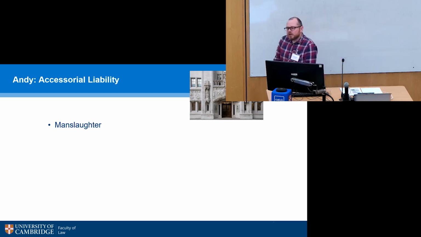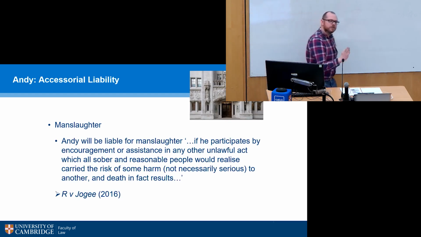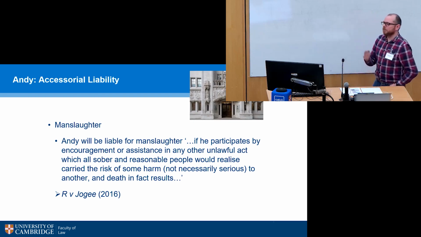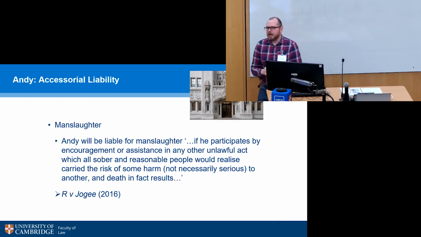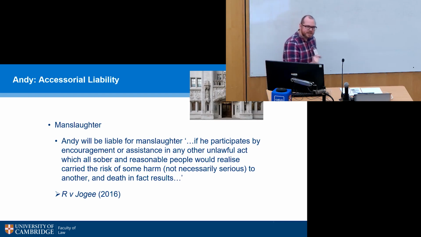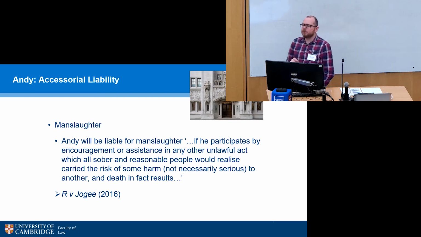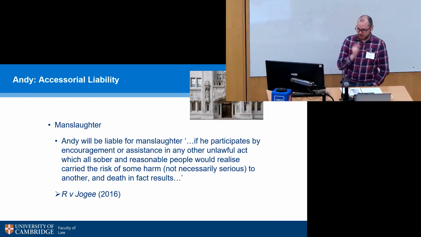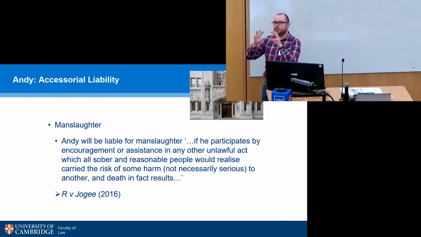The Supreme Court said that there might be manslaughter liability in situations like this, and the test that they gave us for working out whether there would be manslaughter liability is as follows. Andy will be liable for manslaughter if he participates by encouragement or assistance in any other unlawful act which all sober and reasonable people would realize carried the risk of some harm, not necessarily serious, to another, and death in fact results. So we can break this test down into three elements.